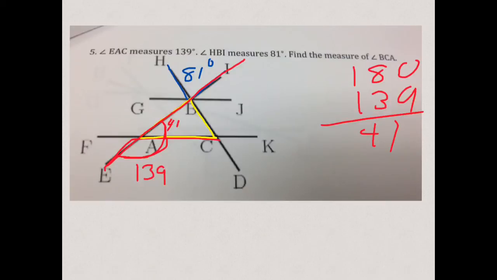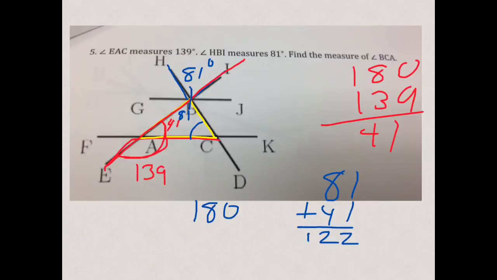Vertical angles are equal to each other also. So that means that this angle right here is 81. So what's 81 plus 41, class? 122. But earlier we talked about triangles having to have all three angles equal what? 180 degrees. So we know two of them by subtracting. There you go. BCA is equal to 58 degrees, class.